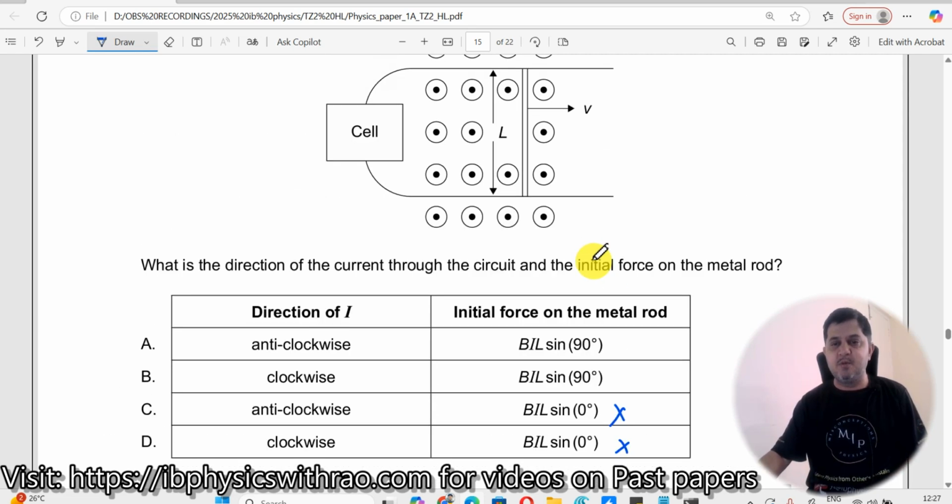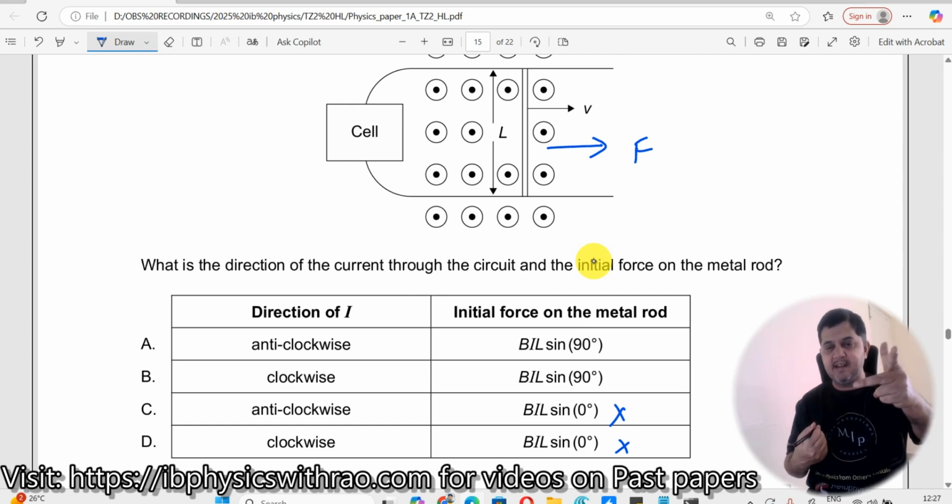Now let us move on to the next one. Here you need to find the direction of I. How do I find this? When the rod is moving to the right, the force also acts to the right. This is your force over here, and the magnetic field is acting outwards. Use the rule once again.